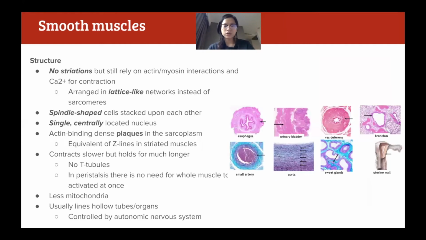Lastly, we're going to move on to smooth muscles. Unlike cardiac and skeletal muscles, they have no striations, but they still rely on actin-myosin interaction and calcium for contraction. They're spindle-shaped cells, stacked together in a lattice-like structure instead of sarcomeres. They have one nucleus located in the center. They have actin-binding dense plaques in the sarcoplasm, which are the equivalent of Z-lines in striated muscles.